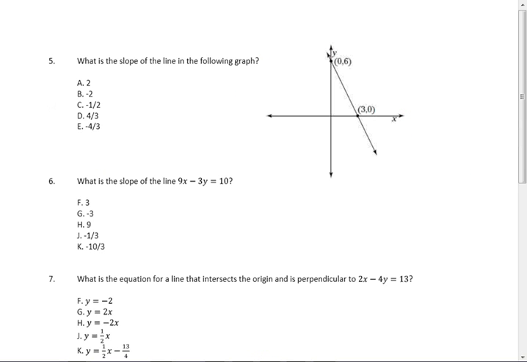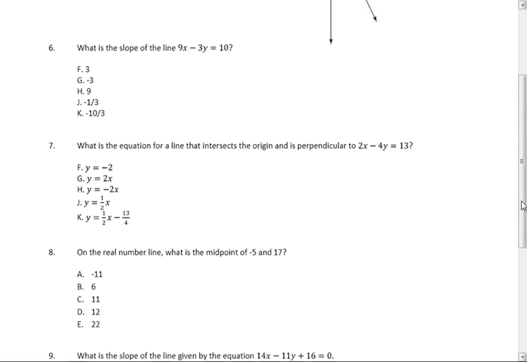You should be able to get that slope. Okay, you guys, do you know how to do number 6? Zach? Do you know how to do number 6? Figure it out.